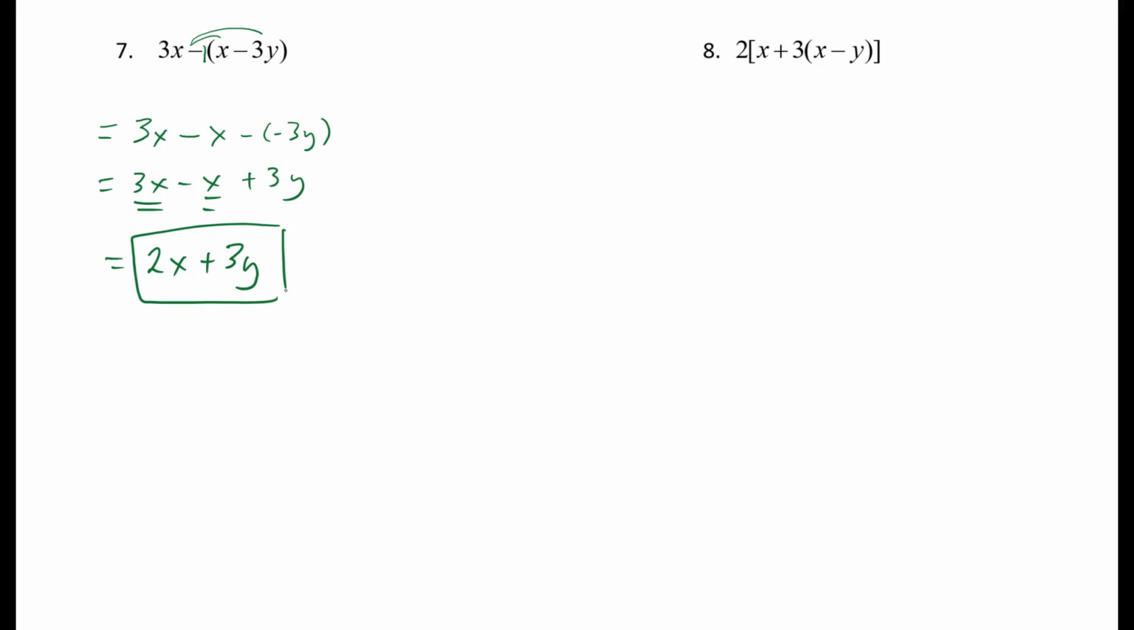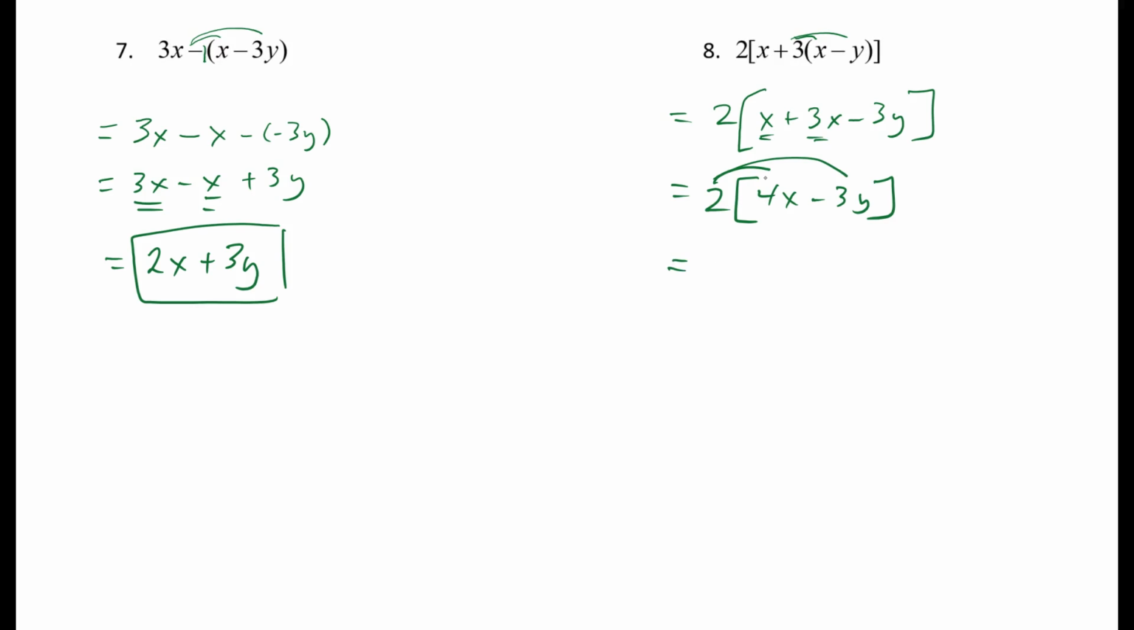Here we have two sets of nested parentheses, almost always best to work from inside out. So that's what I'll do first, is I'll distribute that 3 here. 3 times x is 3x, minus y times 3 is minus 3y. Go ahead and combine like terms within this parentheses here. x plus 3x is 4x, minus 3y. And then we can distribute one more time here. 2 times that term, 2 times that term, 2 times 4x is 8x, 2 times negative 3y is negative 6y. And that is the simplified expression.